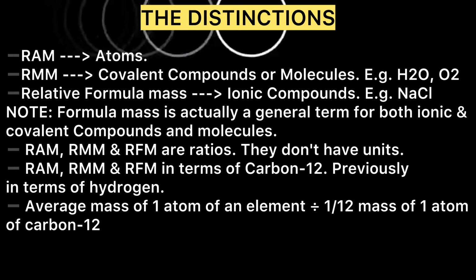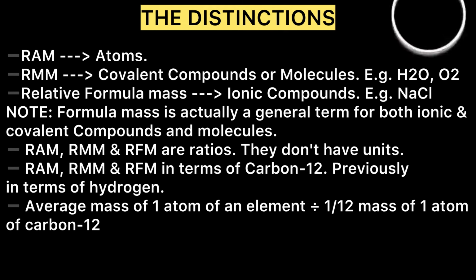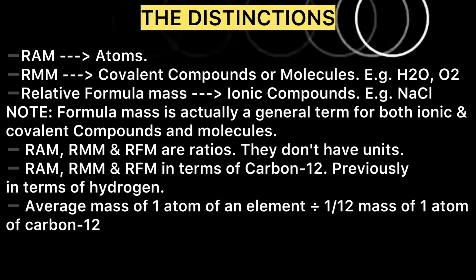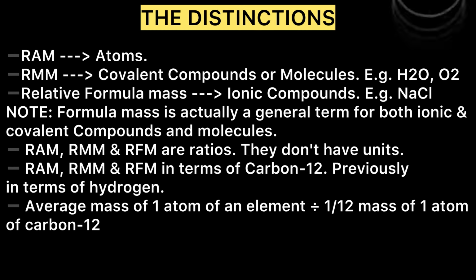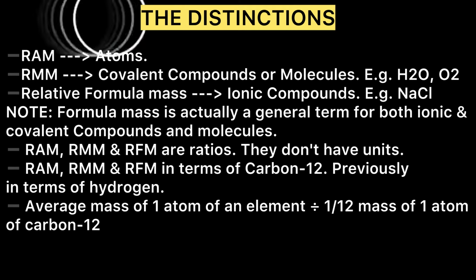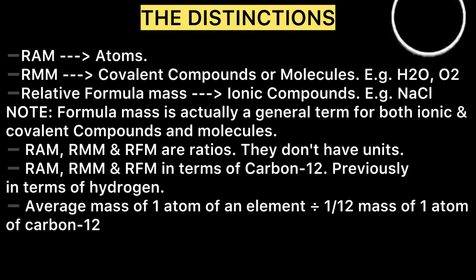Because relative formular mass is for ionic compounds. Relative molecular mass is for covalent compounds or molecules. But we usually make the mistake, even textbooks, they will say, what is the relative molecular mass of NaCl? But it's wrong. Technically, in chemistry, we call it relative formular mass. So anything that involves an ionic compound is formular mass.